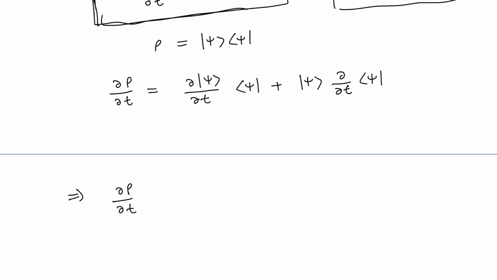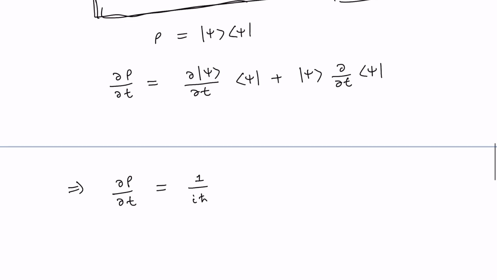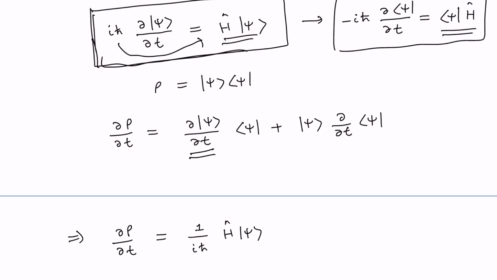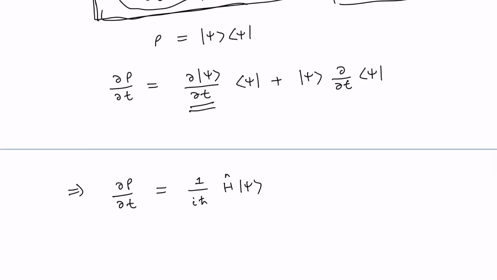I will have ∂ρ/∂t is equal to 1 by iħ. ħ is the reduced Planck's constant, I am sure you know, and this is H, this part I am writing, and you have H|ψ⟩ here. Okay, I am taking it this side, and then you have 1 by iħ H|ψ⟩, then you have ⟨ψ|. Then if I go to the second part, you have |ψ⟩ there, and here I am going to have 1 divided by minus iħ ⟨ψ|H, right?